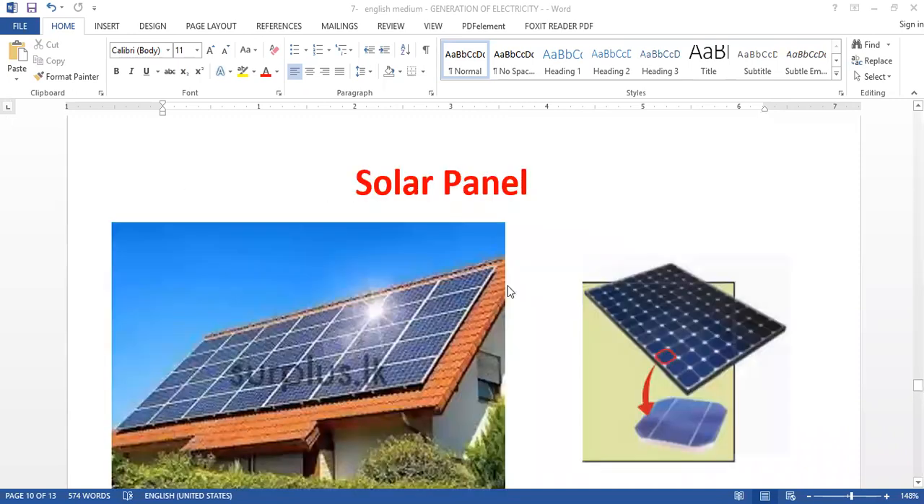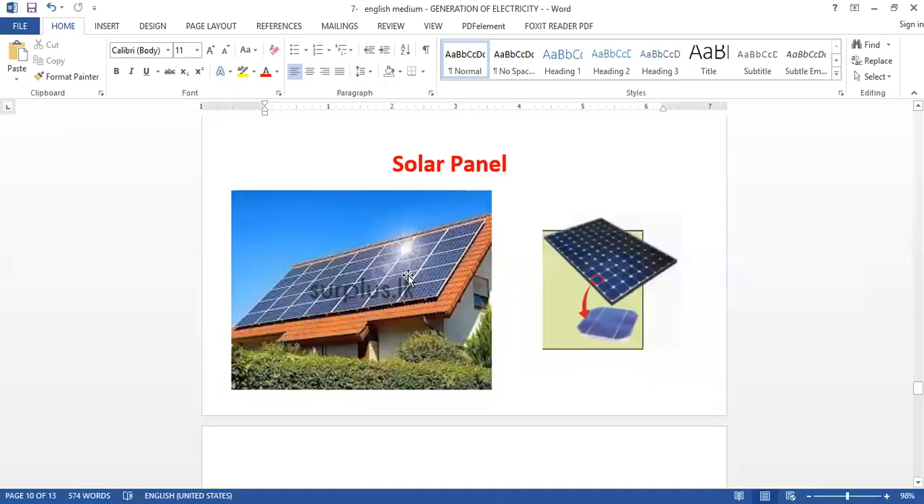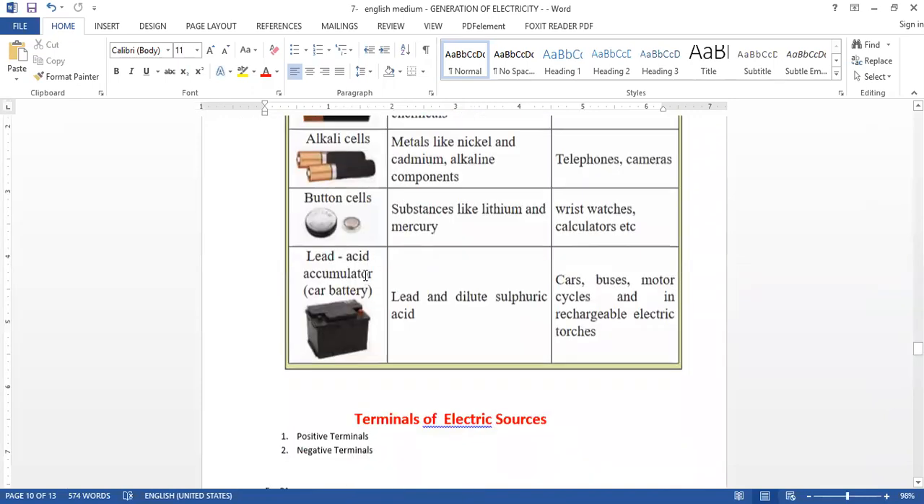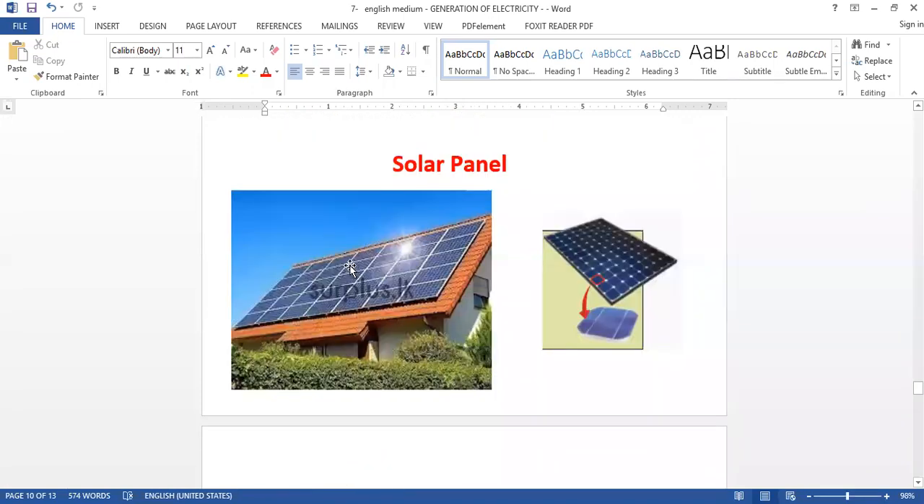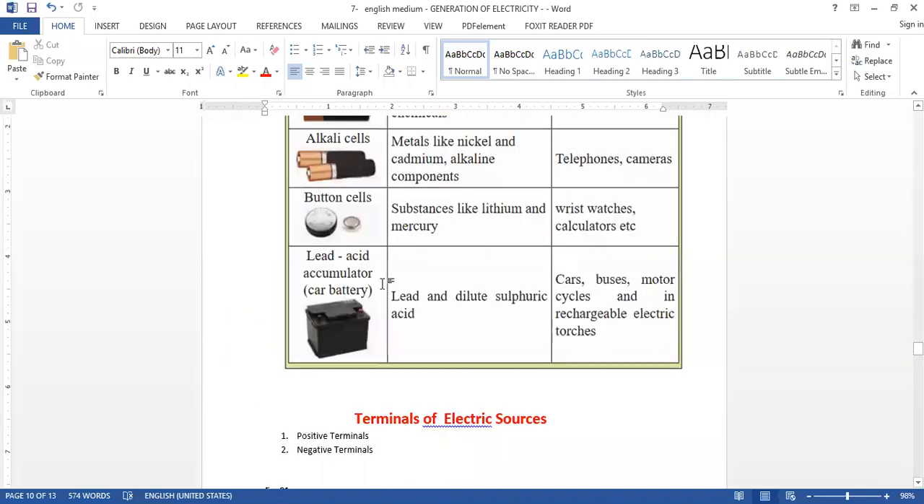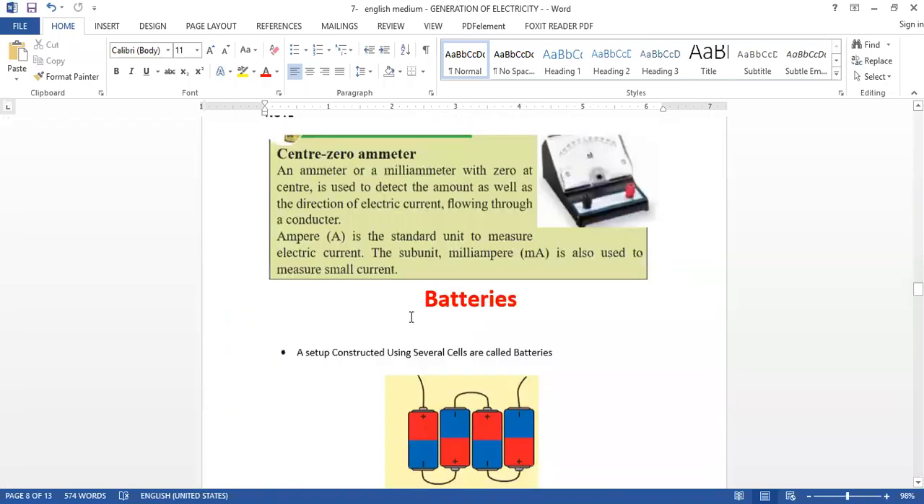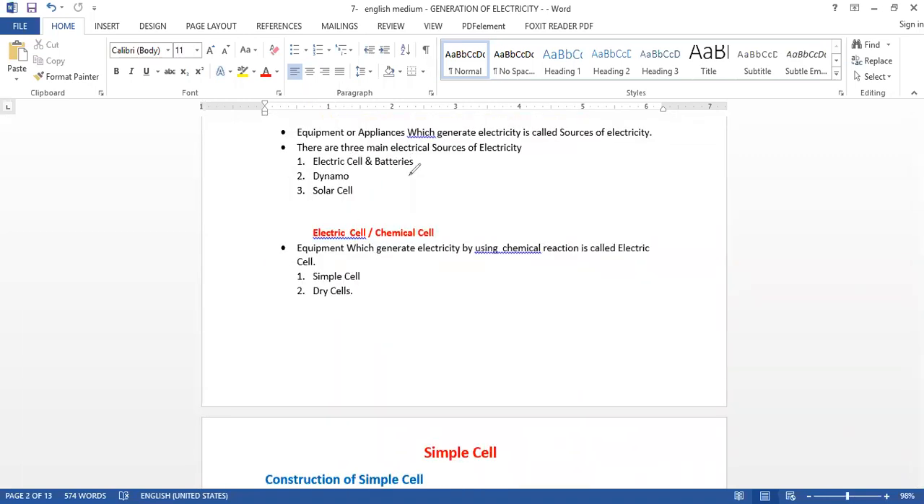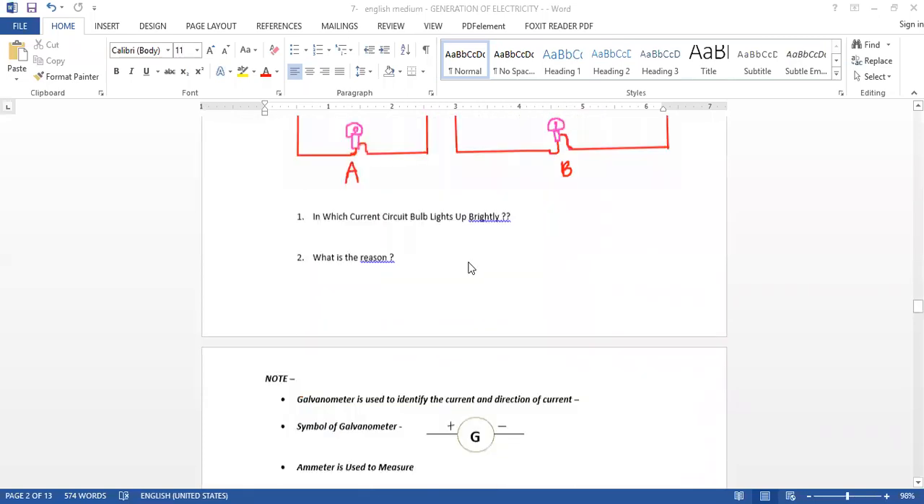Right. Now we're going to talk about another one, the solar panel. We already discussed there are three types of electrical sources. Number one is dry cells, and we finished that. Here you can see electrical cell and battery. We discussed this one. This is done. Now we are going to talk about the solar cell, the third one. You always know this one.